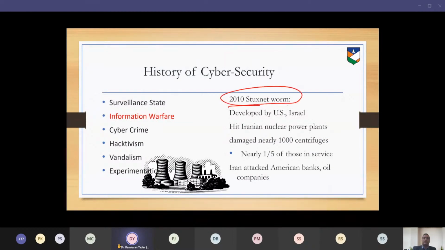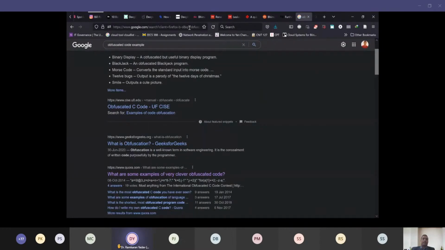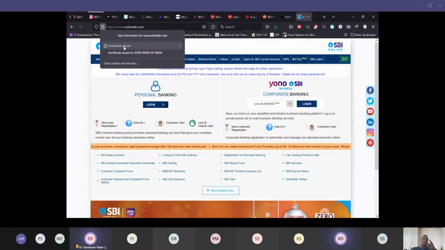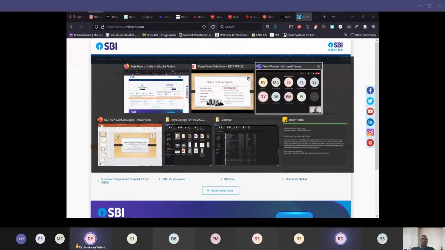Again, there was a classical case study of Stuxnet itself. In Stuxnet, when you normally follow or enter any website, there is a particular authority, a certifying authority. Like when we are talking about online SBI, there is a certifying authority which actually gives the information that yes, this information is true, verified and certified by certain people. So the certificate is issued to the State Bank of India, but by whom? It will be verified by DigiCert Incorporation, which is again a CA, that is, a certifying authority.